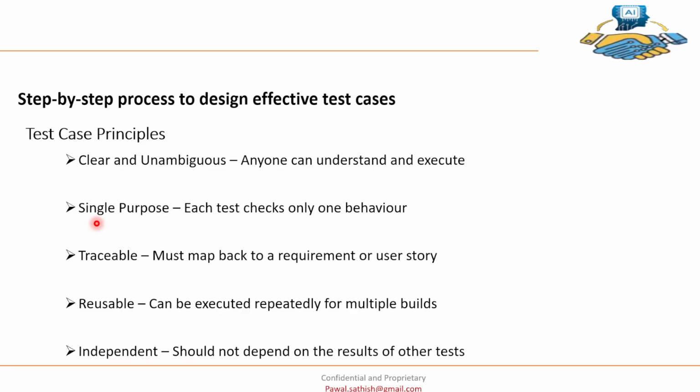Next, a single purpose. Every test case should have a single purpose. We should not cover more than one purpose or one expected result. Then traceable: we must map it back to the requirement or the user story. This is useful for the traceability matrix. Reusable: it can be executed repeatedly for multiple builds, so we write test cases such that they can execute on multiple builds. And it should be independent. It should not depend on the result of another test. So these are the test case principles, and we need to remember them when writing test cases.